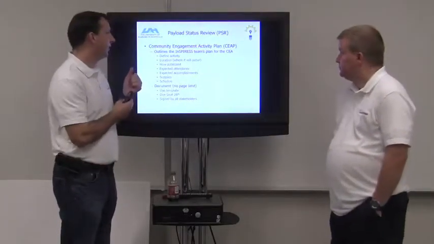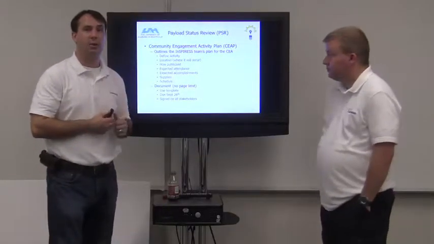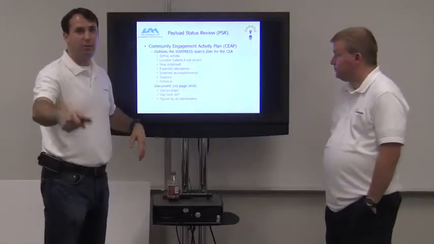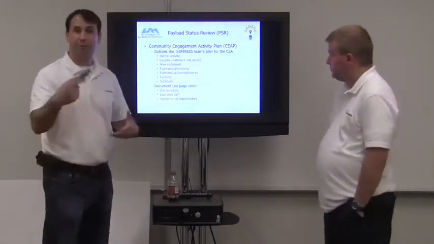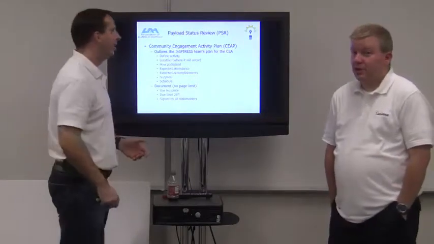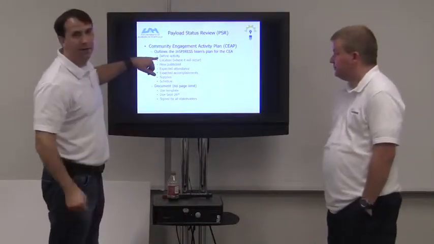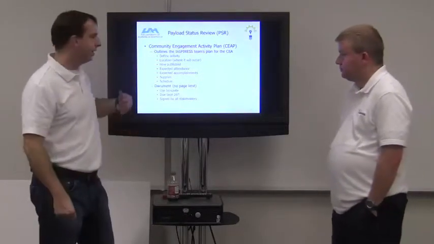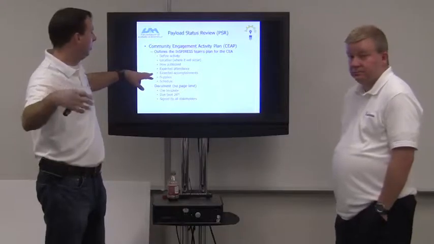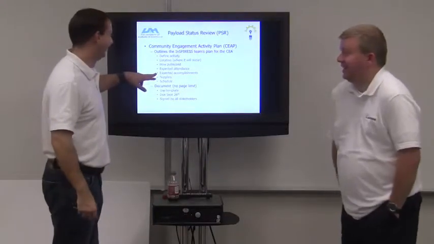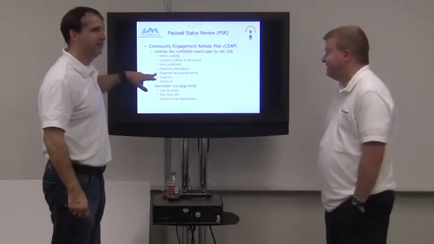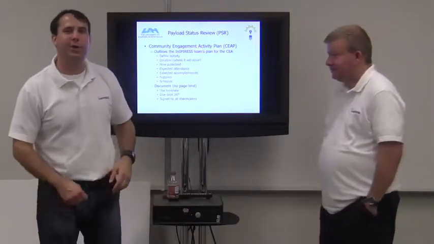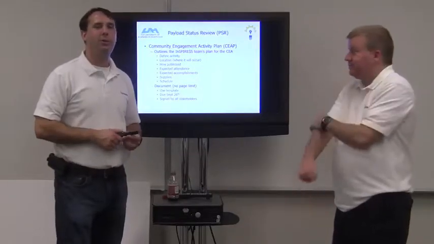The second thing, like I said, is the community engagement activity plan, or CEAP, as we like to call it. This is for the CEA group. It outlines the plan for your CEA, as the name would suggest. So you're going to define the activities you're going to do, the locations where they're going to be, how you're going to publicize these activities, the expected attendance, the expected accomplishments, the supplies, and then your schedule. So all this should be in the plan.